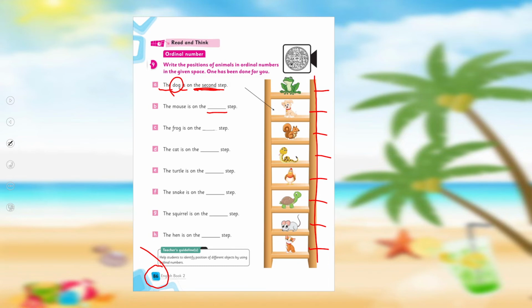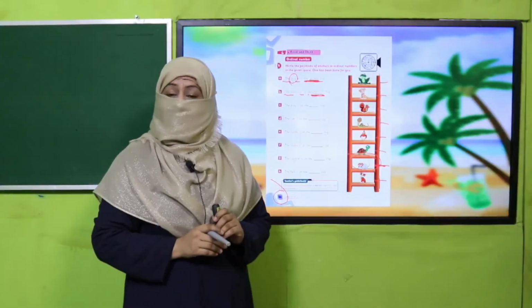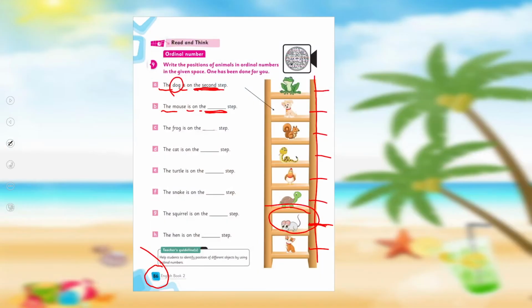Okay, so it's second, it's written here. The mouse is on the, which step is the mouse? Find out. That's on 7th. This number is 7th. So you are going to write 7th in words over here. Likewise, keep finding the ordinal number, the position, and keep writing in the given space. Pause the video, complete this task in your book, and then come back.